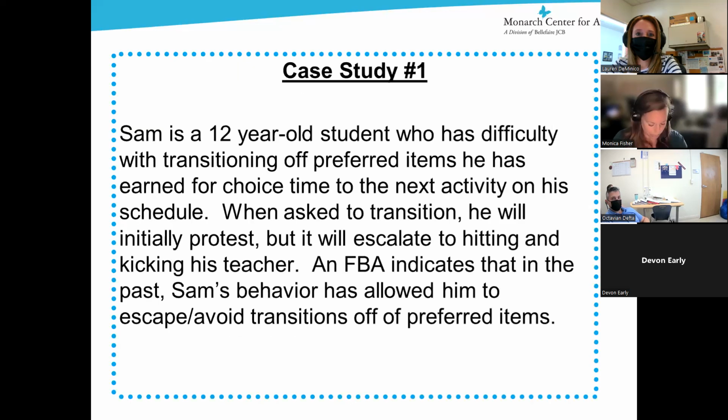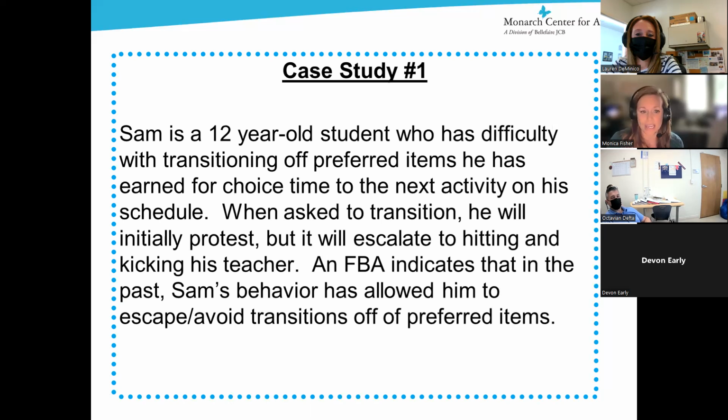Okay, so we'll really quickly just talk about some case studies. This is just to give you guys a simple example of some behavior and then some potential interventions. So Sam is a 12-year-old student. He has difficulty with transitioning off preferred items that he's earned for choice time or for his break time in between work to the next activity on his schedule. When asked to transition, he will initially protest, but it escalates to hitting and kicking his teacher.